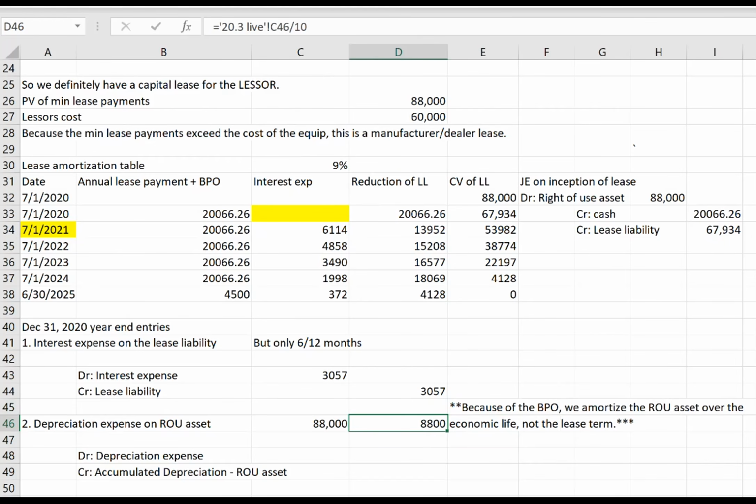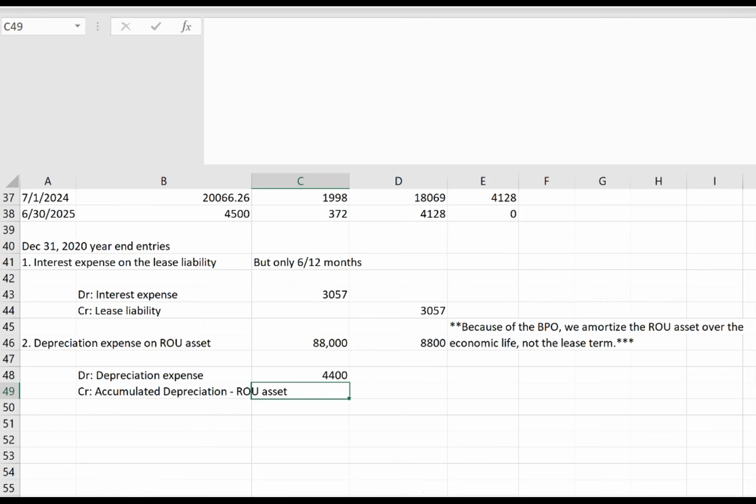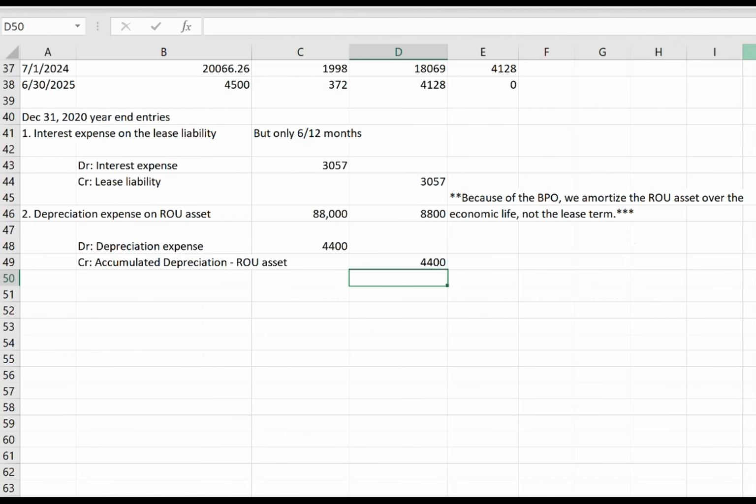However, we only have 6 out of 12 months to amortize. So we're going to take this number as our depreciation expense, and we're going to multiply it by 6 over 12. And 4,400 then is going to be our depreciation expense. And we're going to put this in here as well, 4,400. Okay, so now we've got our year-end entries.